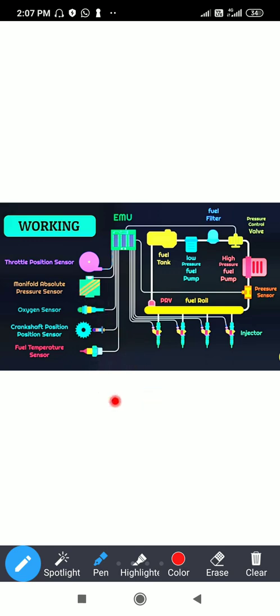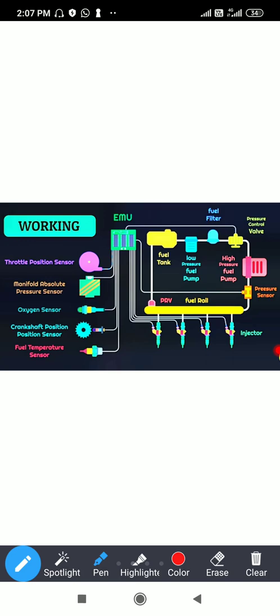Manifold absolute pressure sensor. This pressure sensor is kept over here, near the control valve. It shows how much pressure is coming out, whether the pressure is out of control or within the limit. It transfers the data to the EMU, from where it controls the pressure.